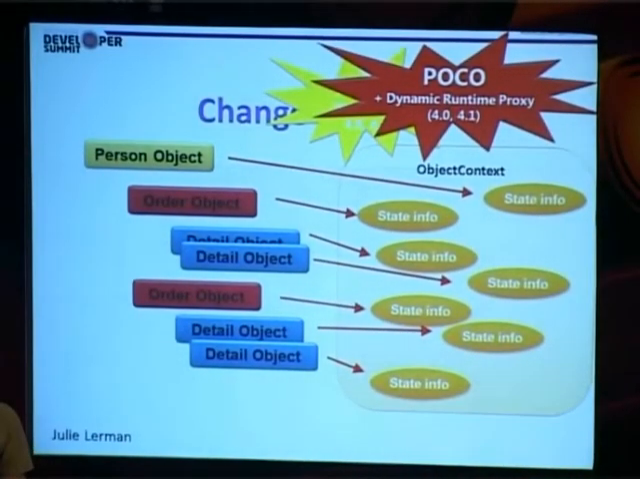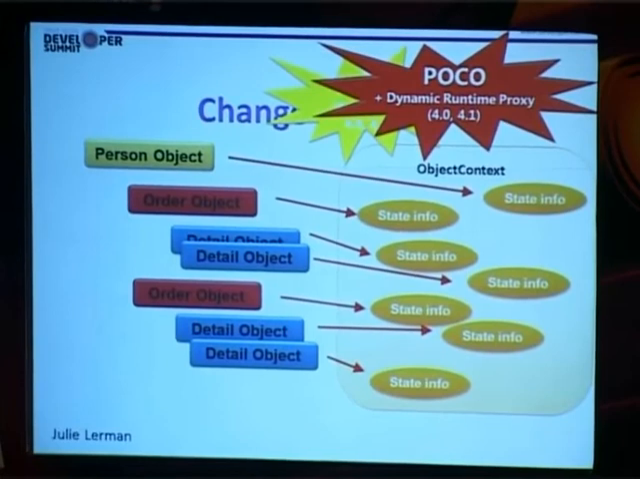We can have POCOs, and still the context knows what's going on with them, even though they aren't inheriting from entity object.